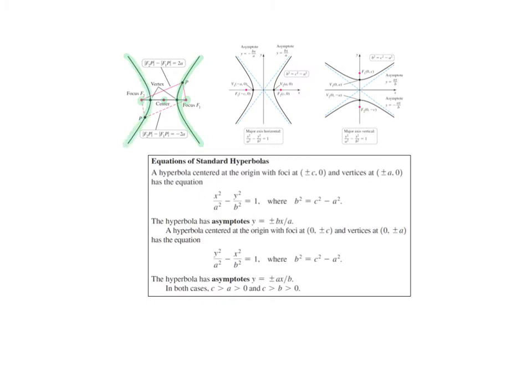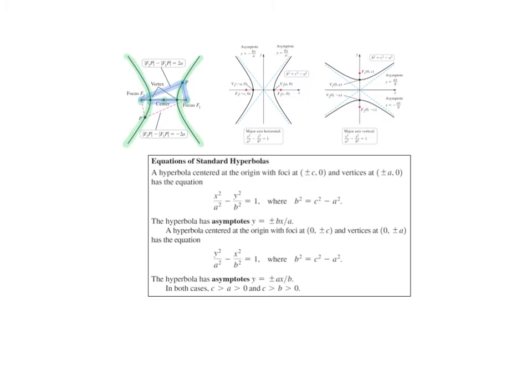So they have a property with distance as well. If you take any point on your hyperbola and you look at the distance from the two foci, if you subtract the smaller from the larger, it's going to be equal to 2a, where a is the vertices. Okay, so it's going to be this distance here.